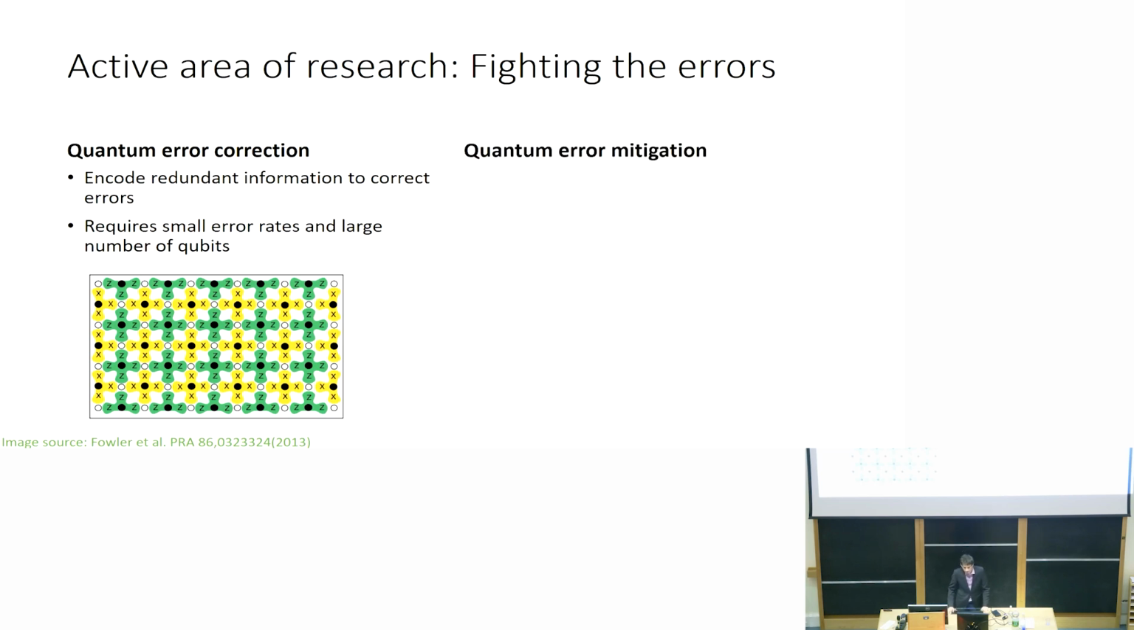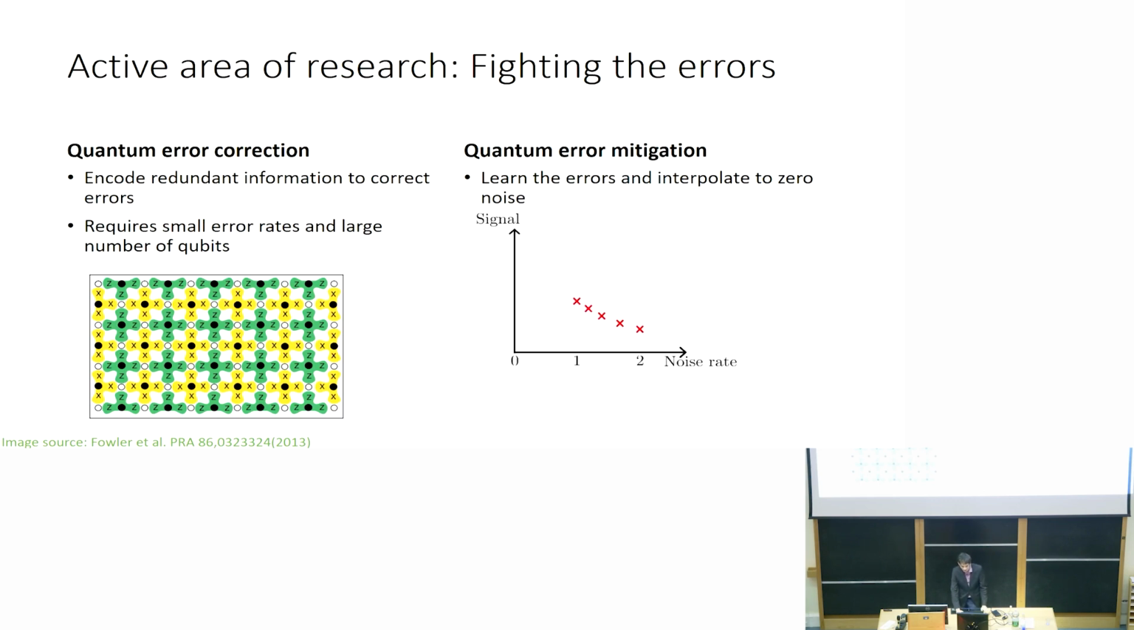Another promising thing, which is probably more applicable in the short term, is so-called quantum error mitigation. As you have seen before, for observables, it seems that we do not need the perfect quantum computer. And the idea is that you run experiments to learn the noise and then do some interpolation. This idea is basically quite simple.